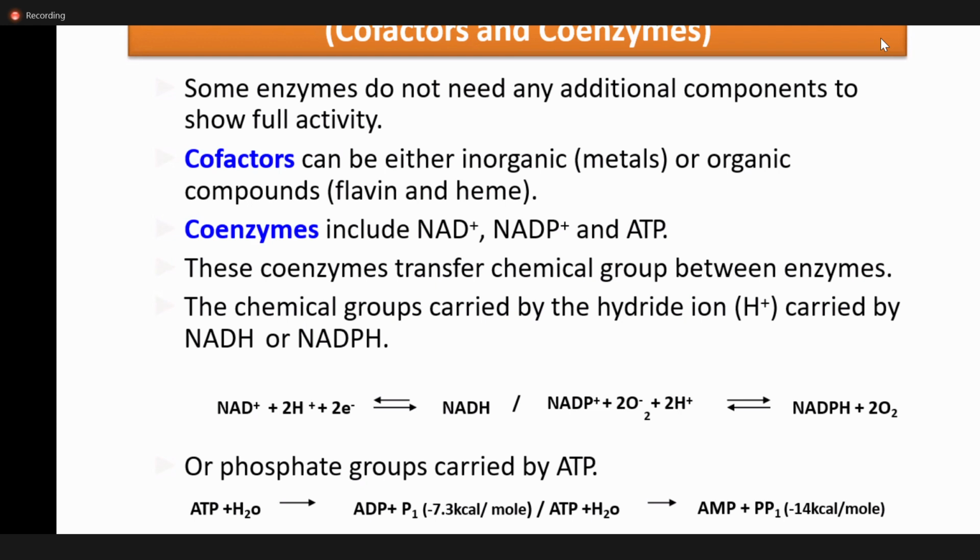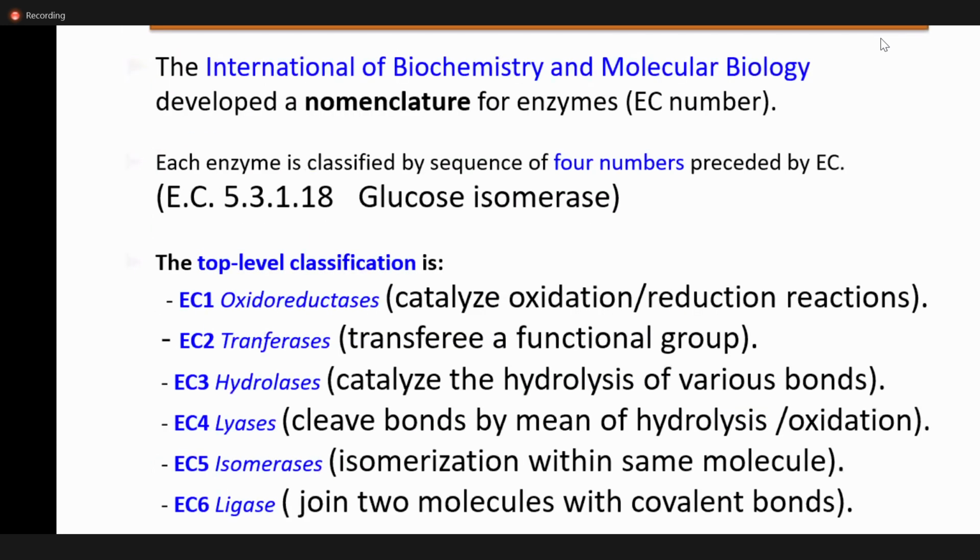reaction takes place. 14 kilocalories per mole of energy is released in such exothermic reactions. The phosphate groups are carried by ATP, an energy-giving substance, and adenosine diphosphate containing phosphates participate in the enzymatic and coenzymatic reactions along with the cofactors, the metal ions.